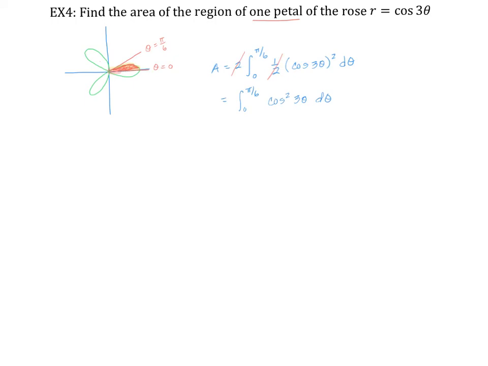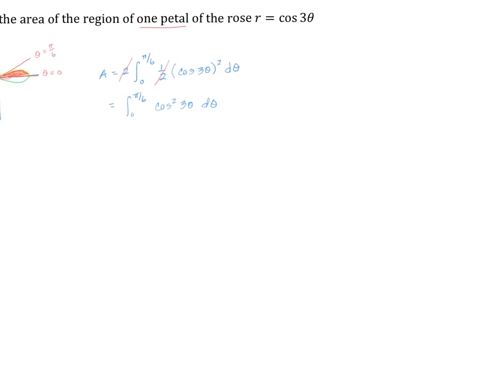So I'm going to go back to my trig identity. Just keep in mind that the argument here is 3 theta. It's not just theta. So when we simplify this, or write it in a different way, it's going to be 1 plus cosine of 6 theta, right? You're just doubling the argument, over 2.